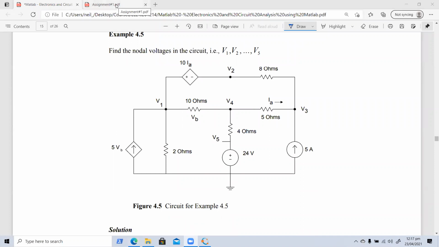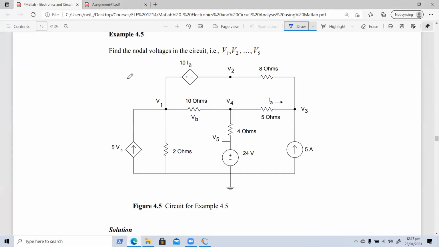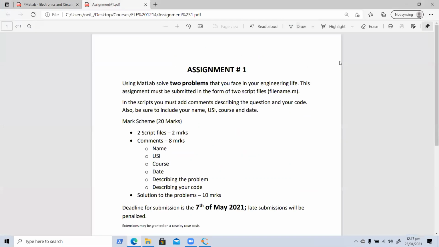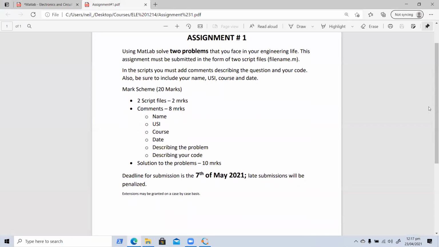It's a pretty short class, but hopefully everyone created the script. Everyone got the answers, right? And everyone is now able to take on the assignment. So for the assignments, as I said before, you're going to find 2 problems from your other classes, or if not from university, from work as well. You can find 2 problems that you face in engineering life and write 2 scripts to solve those problems. Whether it be circuit analysis, projectiles, velocity displacement, Newton laws, fluid mechanics, your physics class, whatever you want to do, create some script files and solve those problems using Matlab.